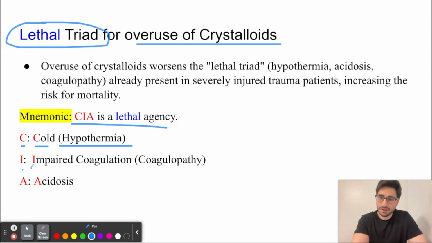The I is for impaired coagulation. So we just discussed, due to the dilution, this is going to impair coagulation. And the A is for acidosis.